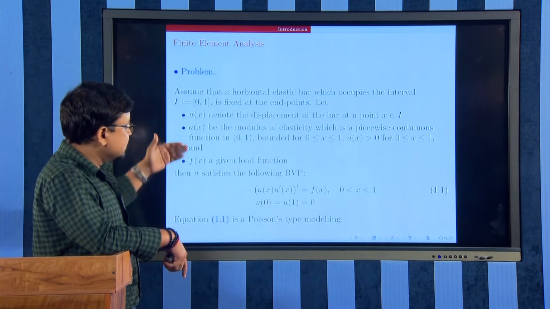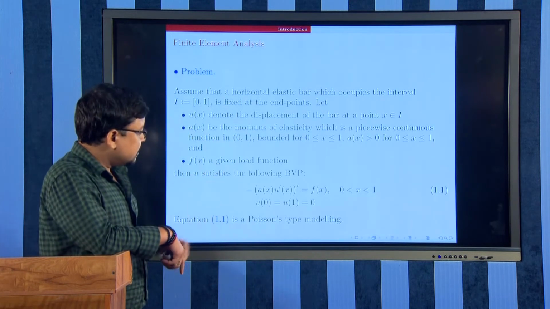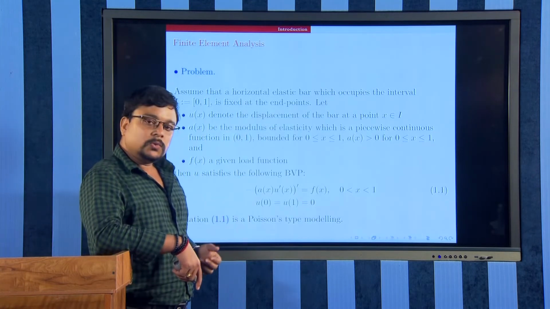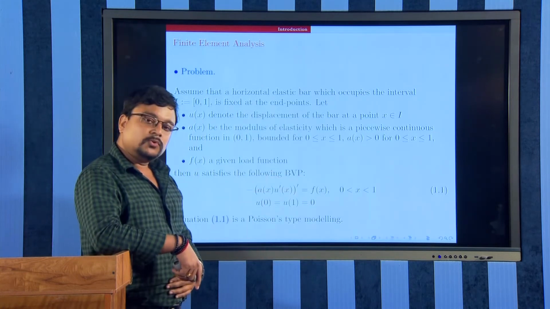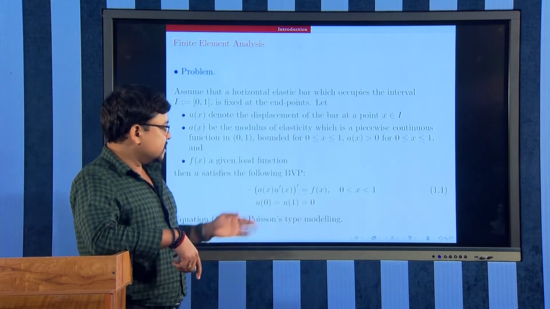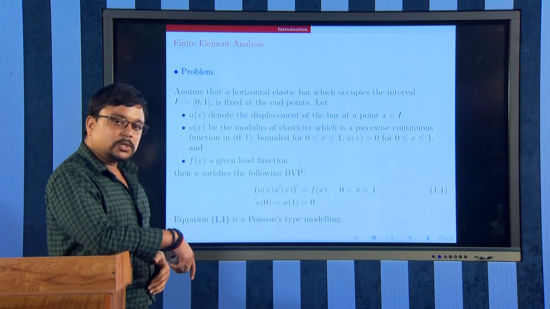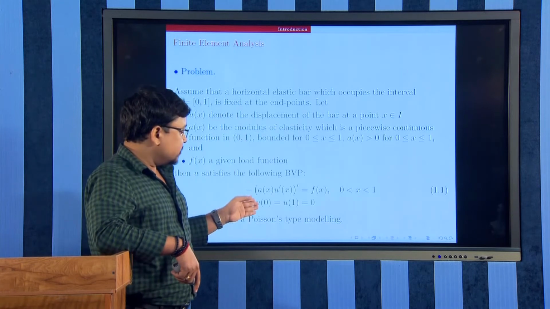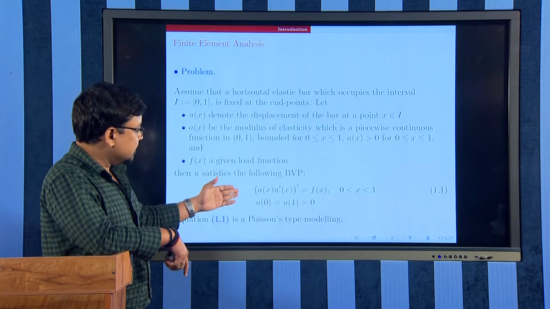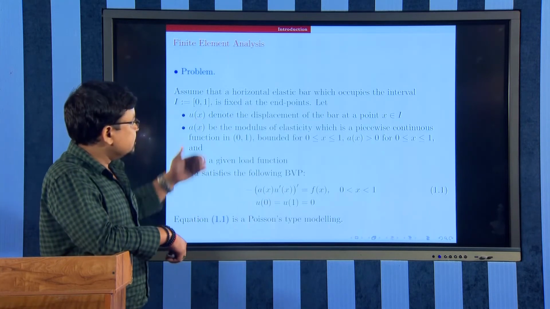So, with these conditions we get the model boundary value problem: minus (a(x) u'(x))' equals f(x) for x in (0,1), and u(0) = u(1) = 0. Here the dash denotes the derivative, so u' denotes the first derivative, and the boundary conditions are u(0) = u(1) = 0. Clearly, this represents a Poisson-type model for the horizontal elastic bar.